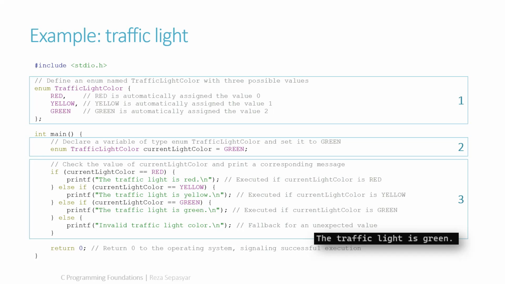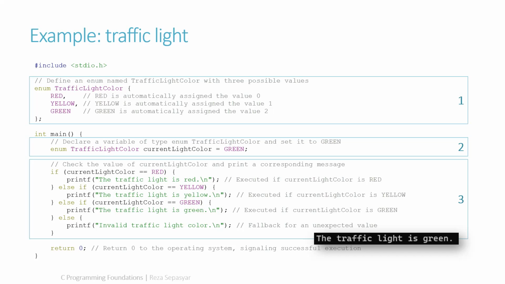1. First up, the program defines this enum called traffic light color, and it's like saying, hey, I've got 3 important numbers, one for red, one for yellow, and one for green. But instead of remembering 0, 1, 2, we just call them red, yellow, and green. 2. Then, in the main part of the program, we create this little flag called current light color and set it to green. It's our way of saying, okay, the traffic light is green right now.